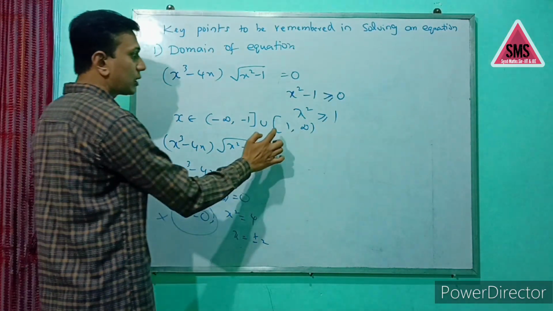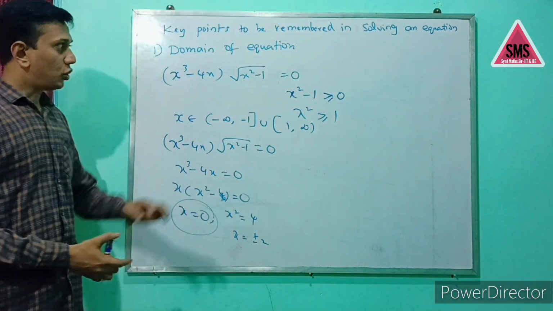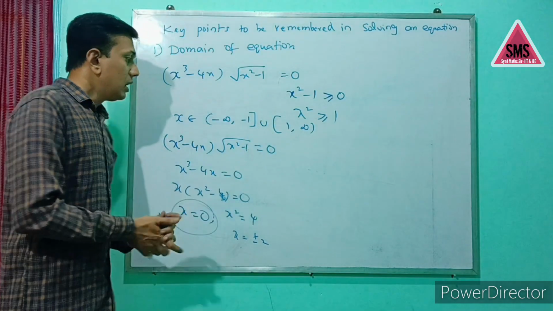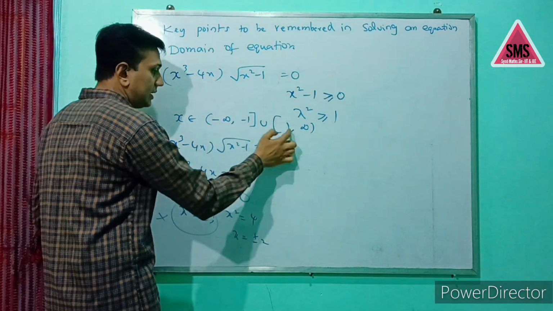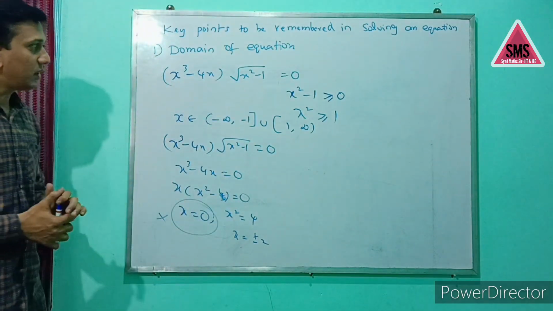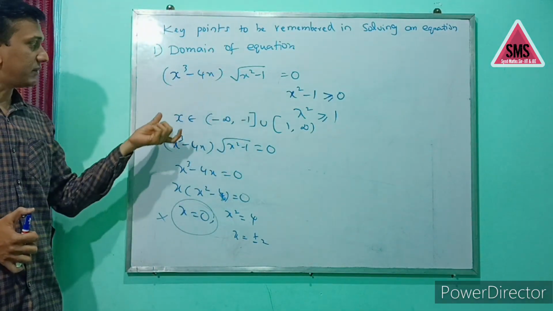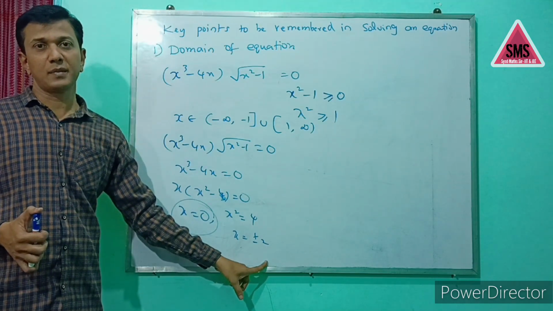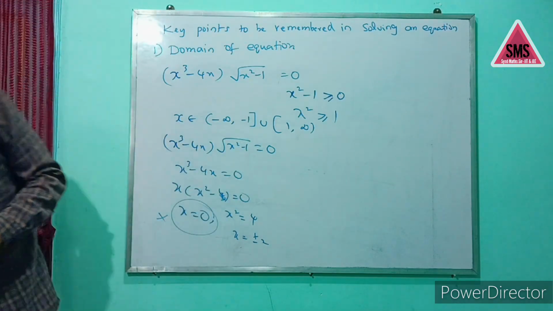Why? I have excluded it in the domain. The domain of this particular equation has already been chosen. That's why whatever solution I get from this should satisfy this domain. So this will be the domain of the equation. Because of that reason, this is the only solution. So this is the second example.